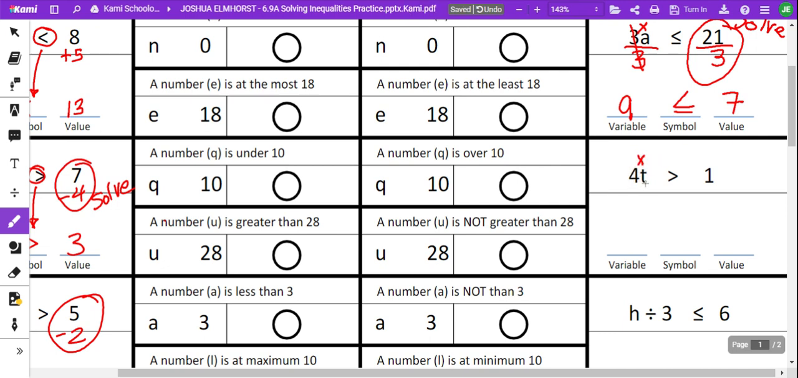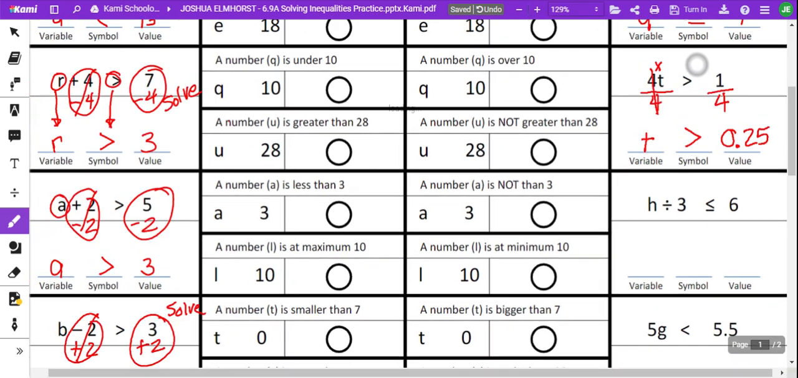A number and a letter means multiply. What's the opposite of multiplying? I'm going to divide. 4 divided by 4 is 1. So t is greater than 1/4. Now if you want to get fancy with it, 0.25. 1/4 is 25 cents.